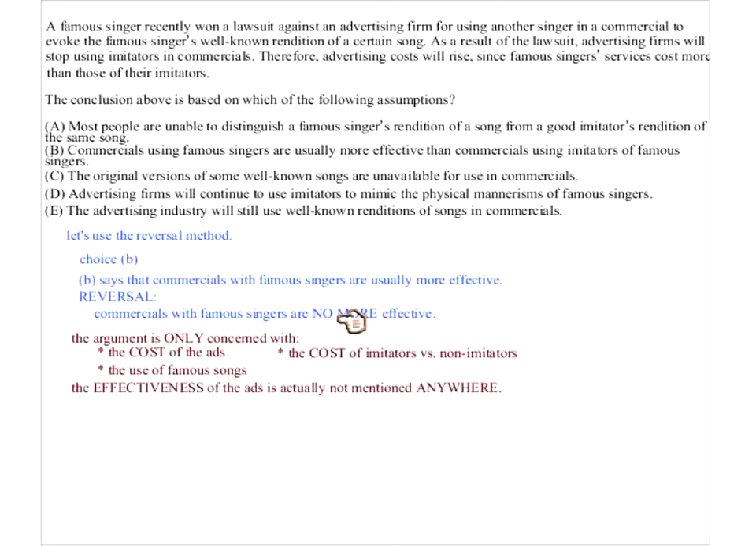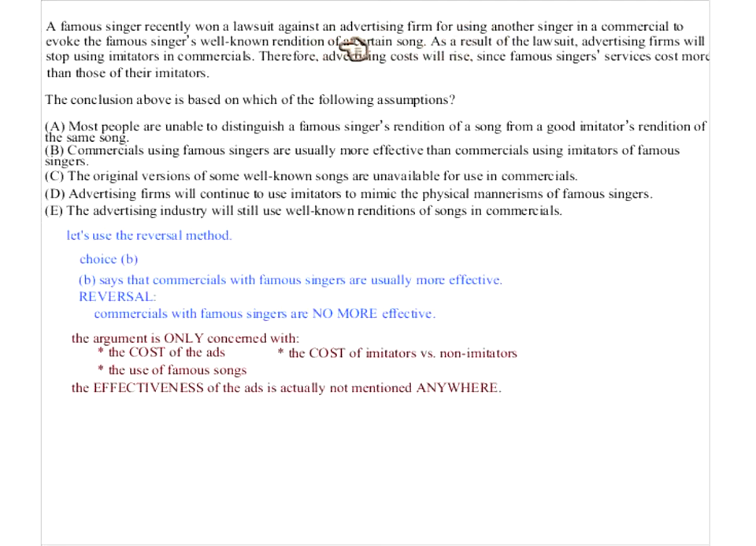In fact, if you have something like this where you're completely out of scope, you don't even need to use the reversal method to figure that out. But if you do, it may make it more clear. Because if something is really out of scope, then if you reverse it, it'll still be out of scope. But in this case, the reversal method may simply highlight that fact. But effectiveness of the ads has nothing to do with anything that's here.